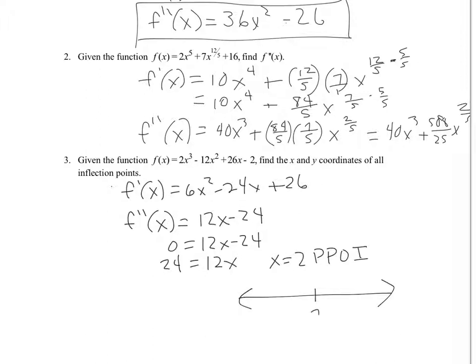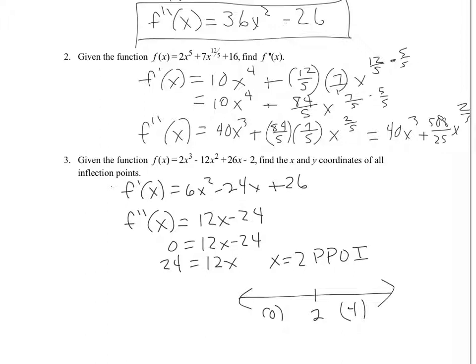2. And then I need to pick test points on either side. What do you want to use on the left? All right, let's use 0. That's an easy one. What do you want to use on the right? Maybe 3 or 4. Doesn't really matter. We'll keep it even. We'll use 0 and 4 as our test points. So remember, I'm plugging into the second derivative.